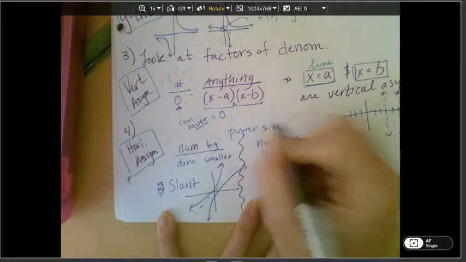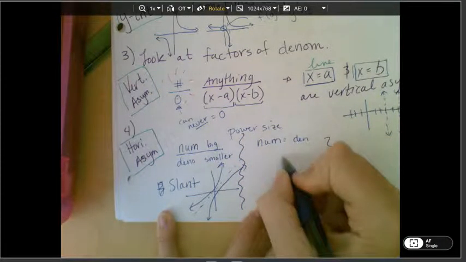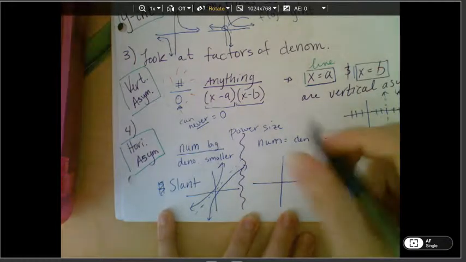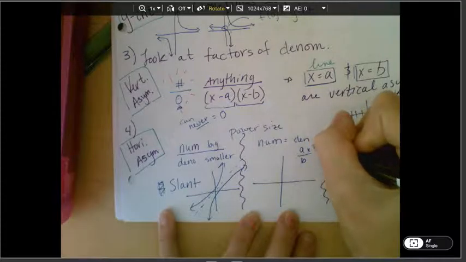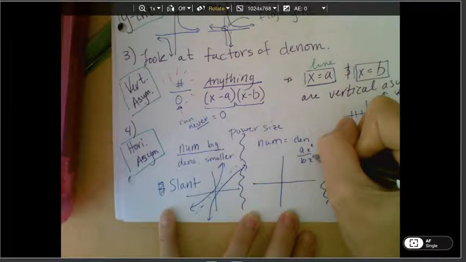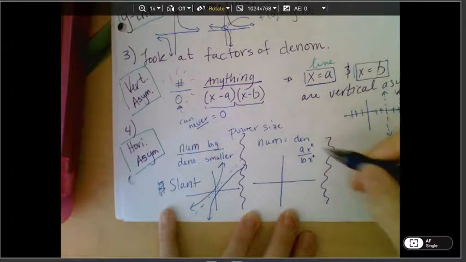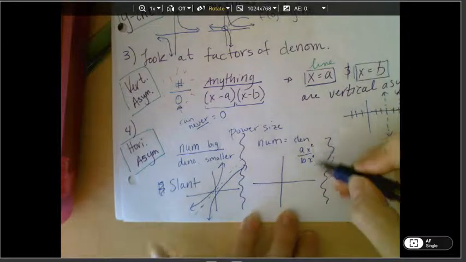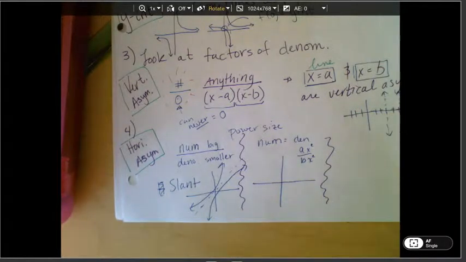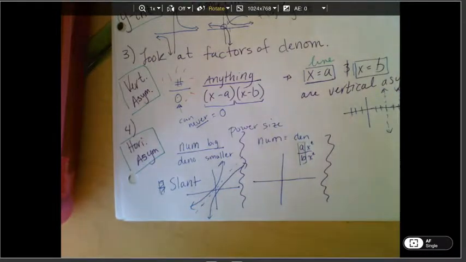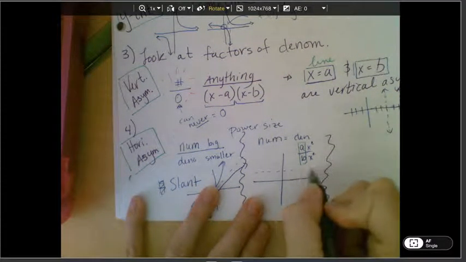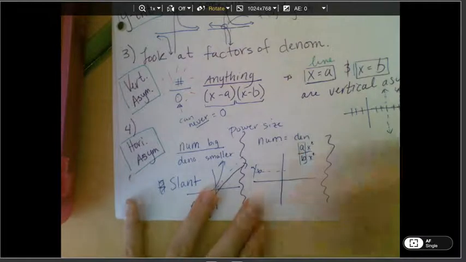Okay. And then you have where the numerator equals the denominator in the power side, or the exponent size. And those ones will be A over B. So if the exponent of the largest term of the numerator and the denominator are the same, then A over B is your horizontal asymptote. So let's say that this is the number A over B.